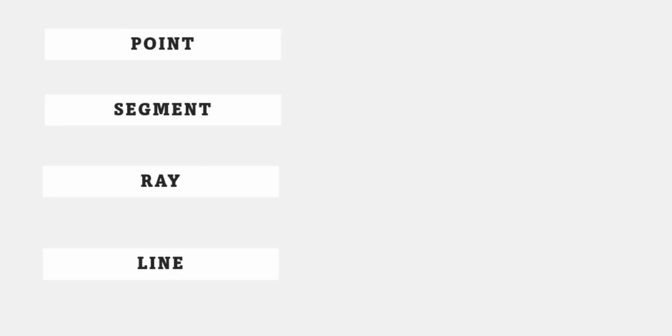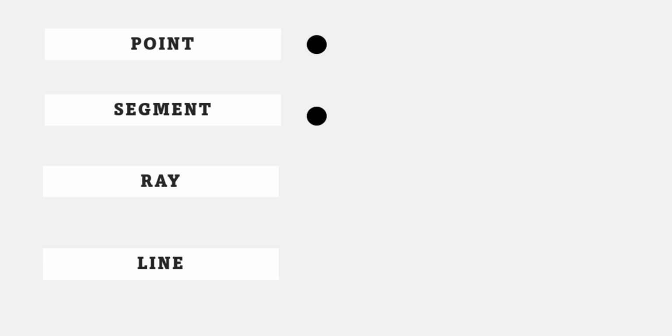So first, let's go to point. So a point is just a point in space, and it's basically a dot. It's just a dot. And so you can name it using a capital letter, such as for example, you can name it like point A, point B, and etc.